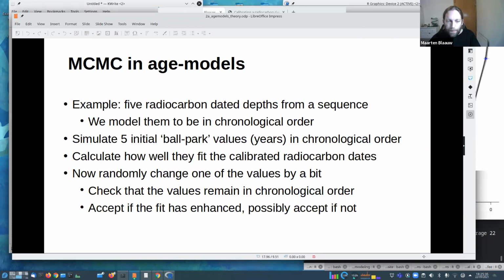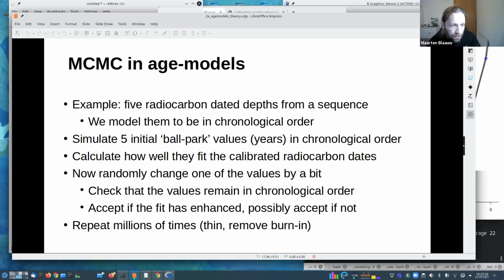And if the fit with that new proposed iteration has been enhanced, we accept it as the new iteration. If it's the same or slightly worse, then we possibly accept it and we possibly do not accept it. And that again, we repeat millions of times. For example, for Bacon, we can easily do that 6 million or 20 million times. And at the end, we just remove burn-in, so the initial iterations, and we only store every 50 or 100 or 500 iterations to get rid of some memory effect between the iterations.